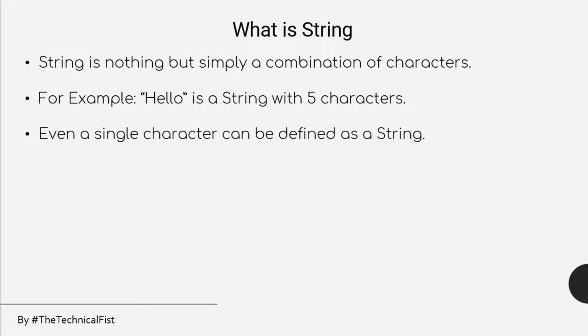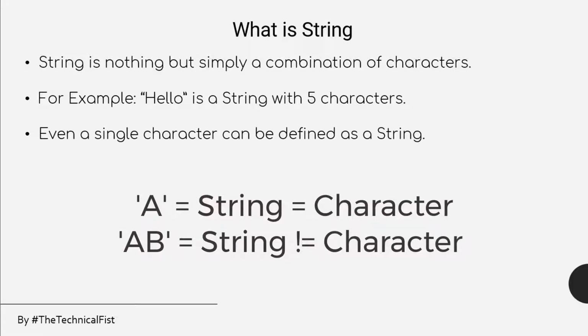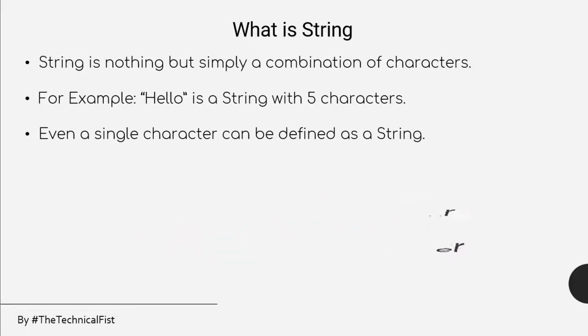Even a single character can be defined as a string. If I say I have a character A, well, yes, A is a character, but A is also a string, because a string can have one or more characters, but a character will only have one letter. So a string can have one or more letters, a character will have only one letter. That's the difference between a string and a character.